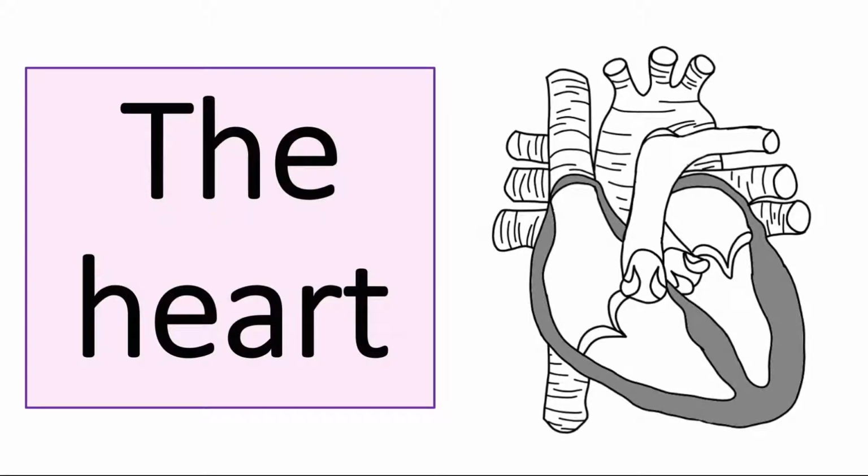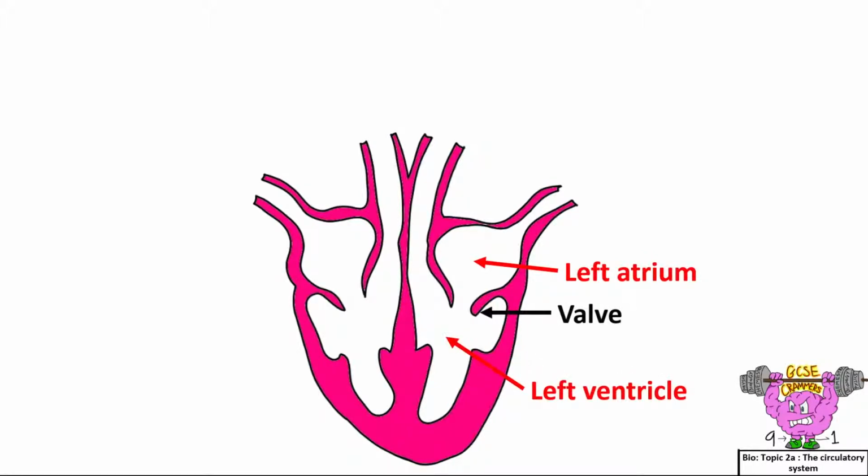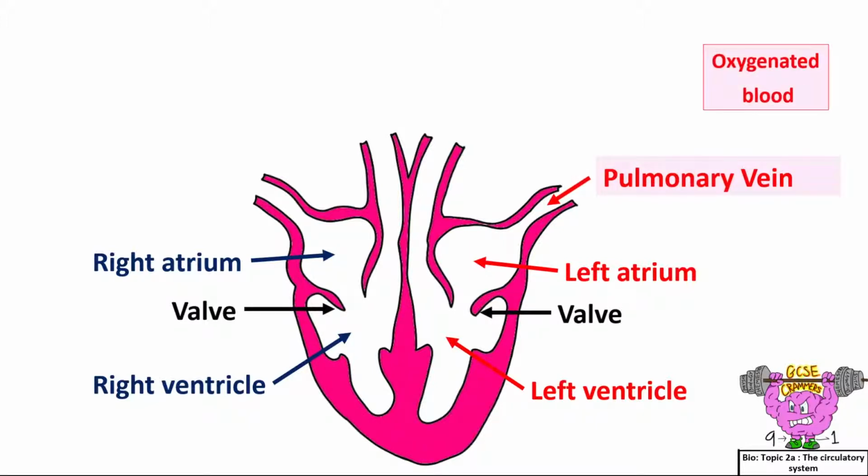The heart. You need to learn the names of all the different parts of the heart for the exams. The left atrium, the valve, the left ventricle, the right ventricle, the valve, and the right atrium. Then we have the pulmonary vein bringing oxygenated blood from the lungs.